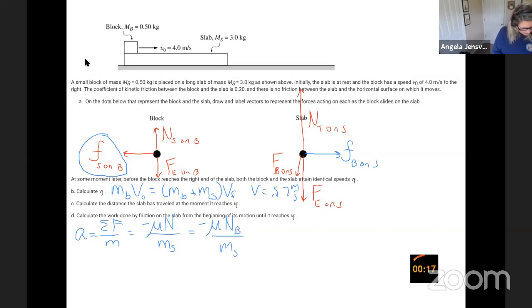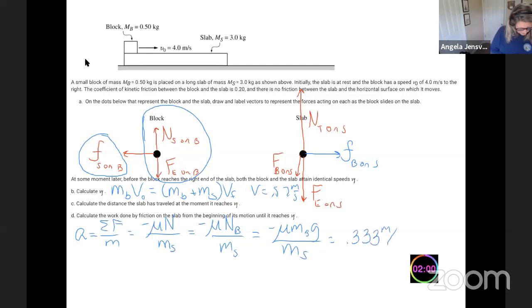But look over here, this beautiful force diagram we drew. You can see that the normal and the force of the earth are the same. So it's just mg in this case, not always. Mu mass of the block g over mass of the slab. And then you can get the acceleration. It's 0.333 meters per second squared. And it's forward, right? Isn't the block pushing the slab forward? So it's positive. Interesting.